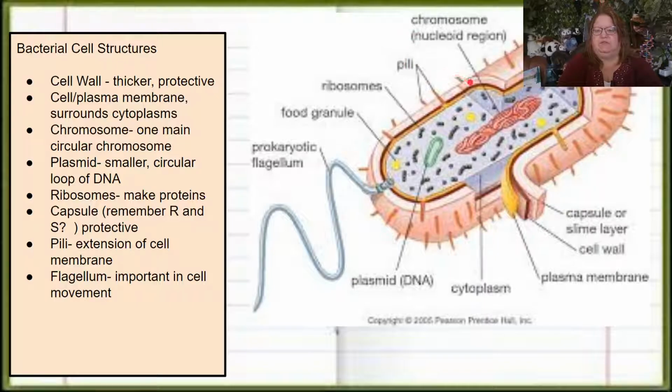We see these little cell extensions. They kind of look like hair. It isn't hair. It's called pili, and pili are going to be important in helping the bacteria stick to surfaces as well as through a form of reproduction called conjugation.